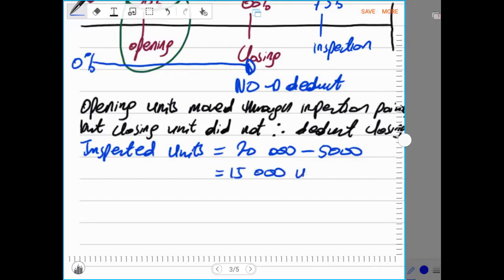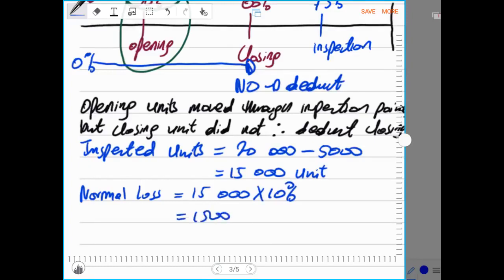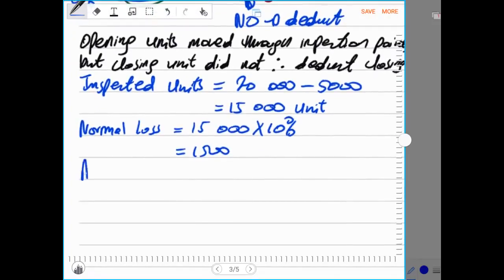From there we can say these are the units that went through the point of inspection, or that reached the point of inspection. Now that will be normal loss, and we know that our normal loss is 10% of the units that reach the point of inspection. Here is 15,000 units that reach the point of inspection, and 10% of that, which is 1,500, will be a normal loss.